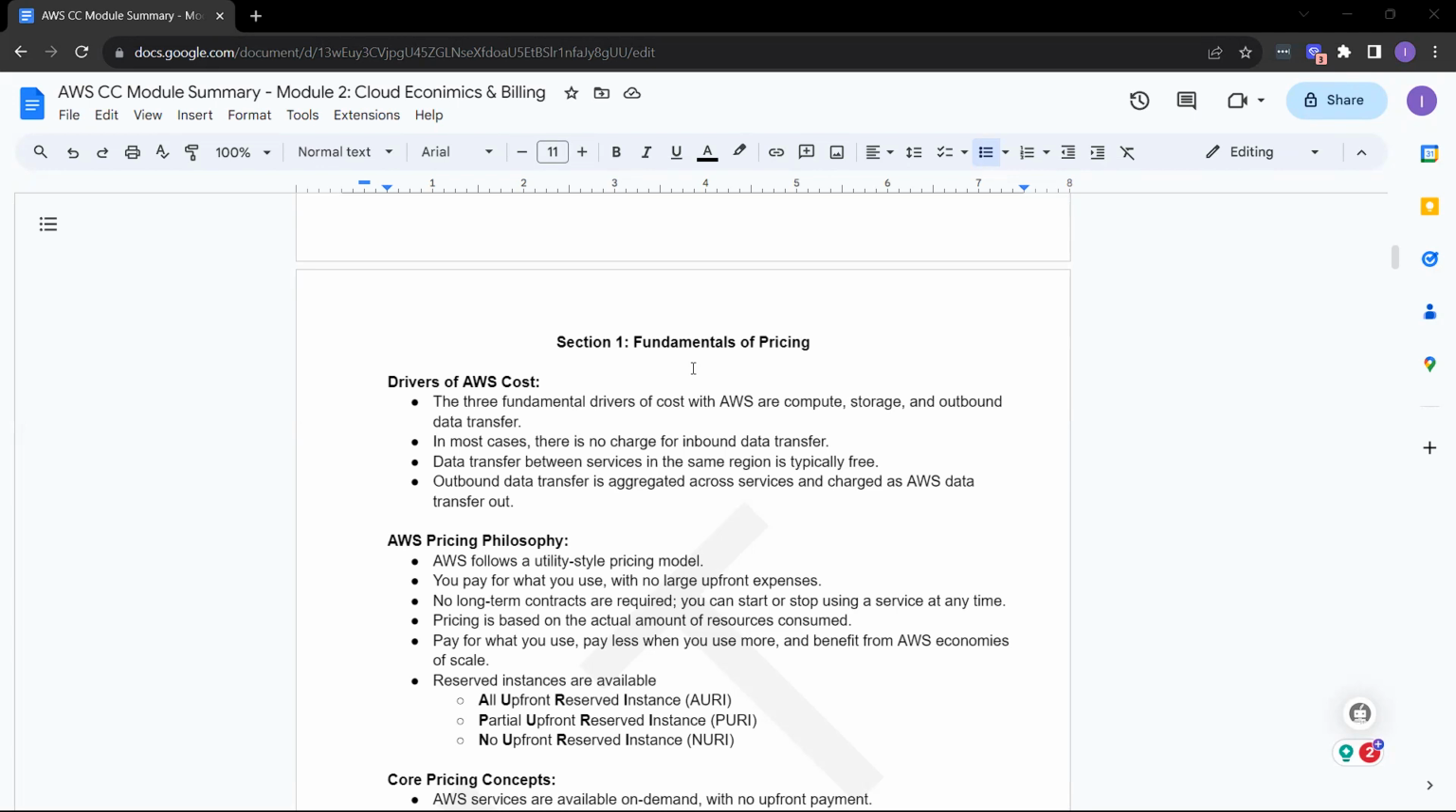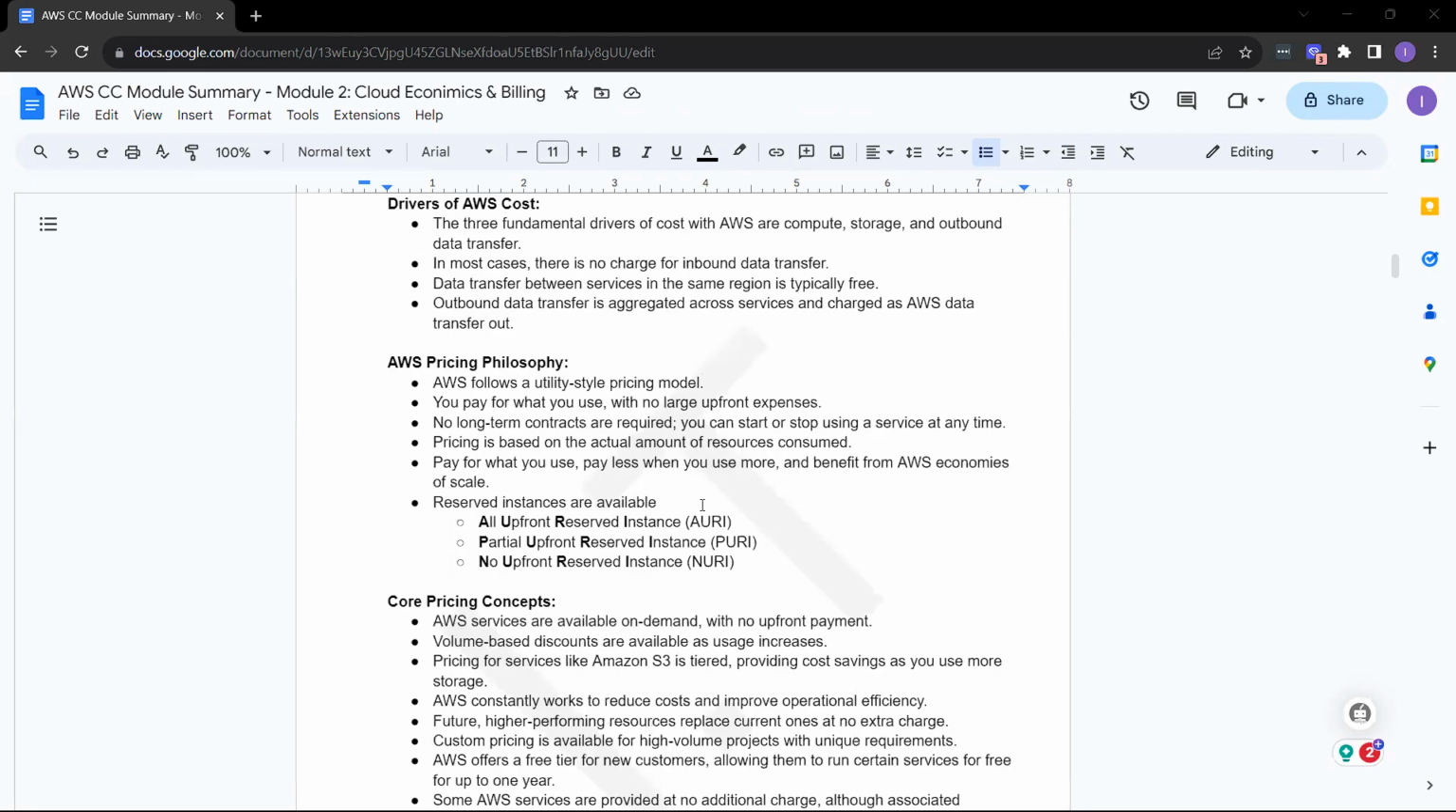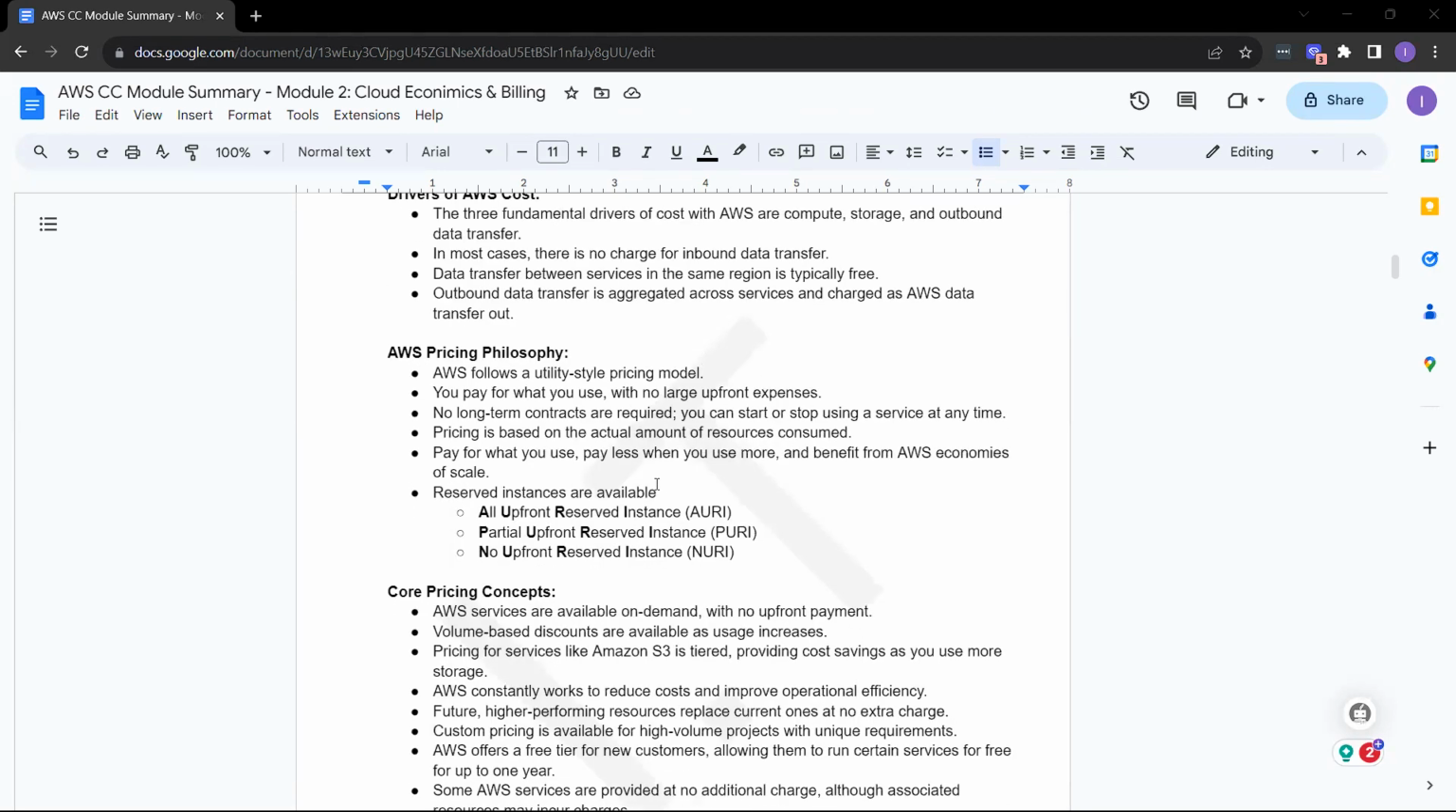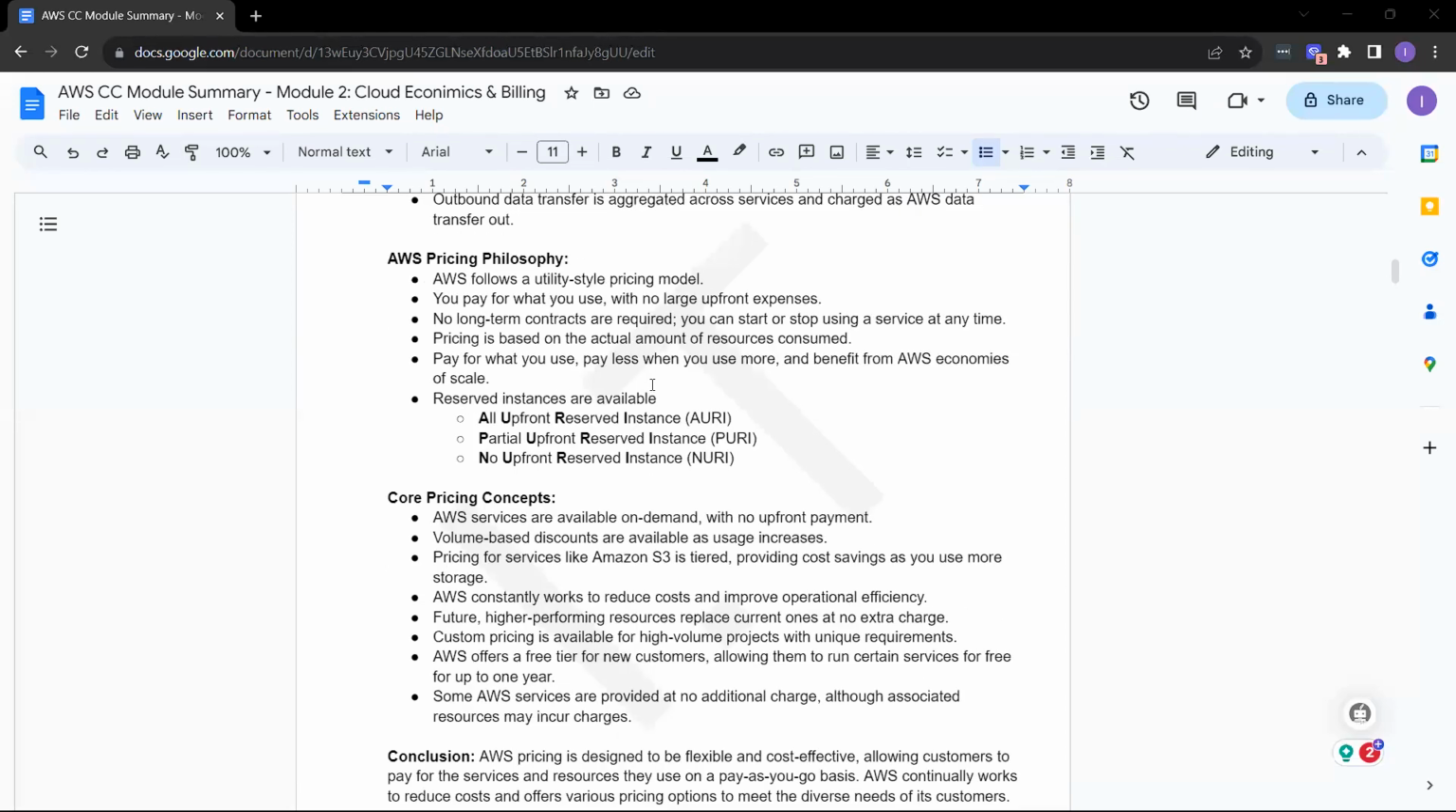So transfers between AWS services within the same region are typically what? Free. And then the outbound transfers are aggregated across the services and charged as what? AWS data transfer out. We looked at the different pricing policies. We understood that they have spot instances, on-demand instances, and then reserved instances. And the reserved instances have three parts: the all upfront, the partial upfront, and then the no upfront.